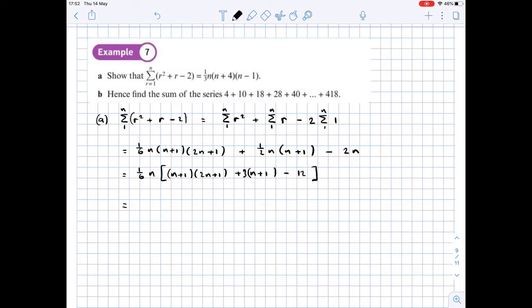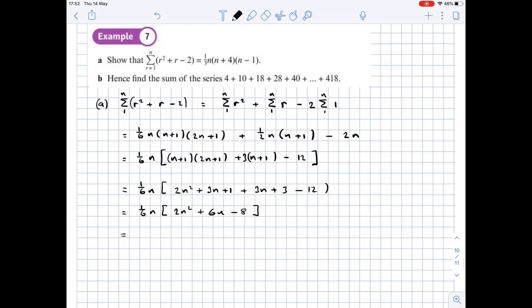Okay, next step. I have my sixth n outside first of all. Next, there needs to be some expanding out here. So 2n squared plus 3n plus 1 plus 3n plus 3 minus 12. Tidying this up, 2n squared plus 6n minus 8.